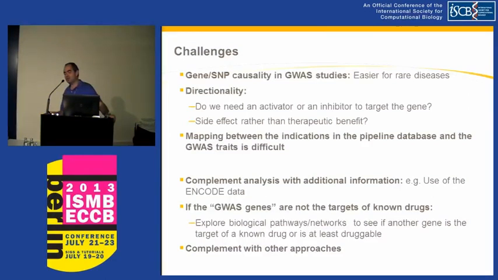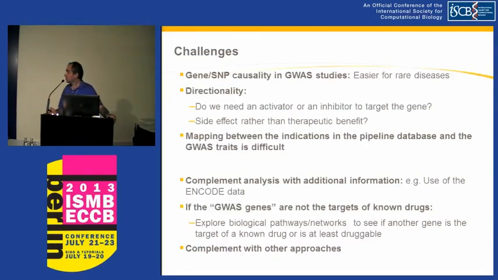A big issue for us was that we spent a lot of time on manual evaluation and manual curation of mapping the names and traits of the GWAS to the disease indications, because there's no standardized vocabulary between these two databases. So that was quite a manual effort.